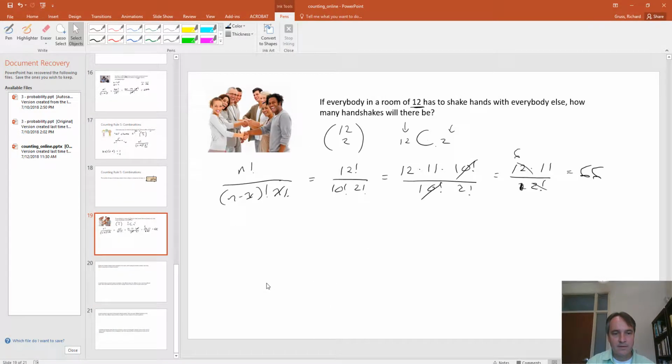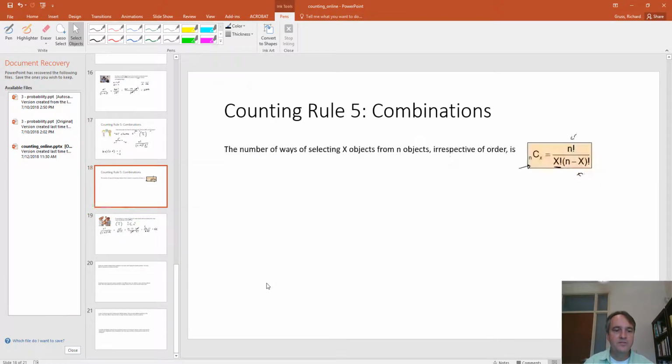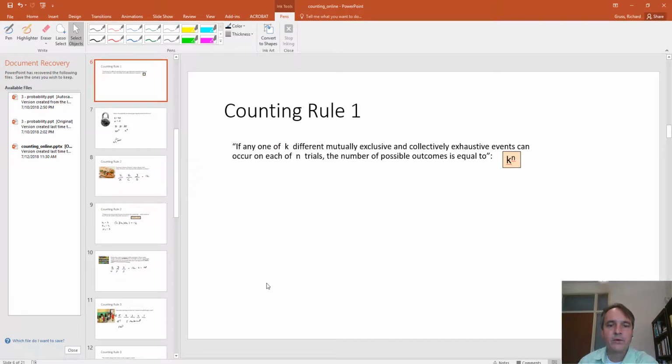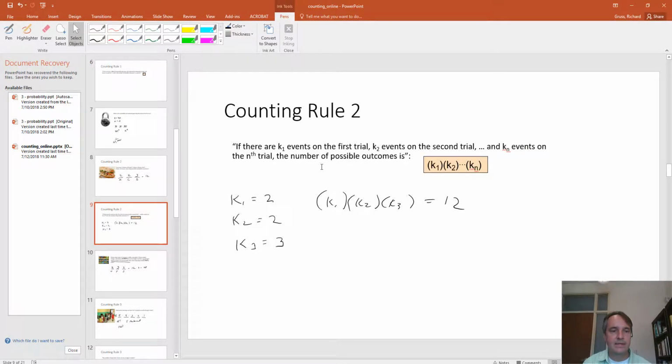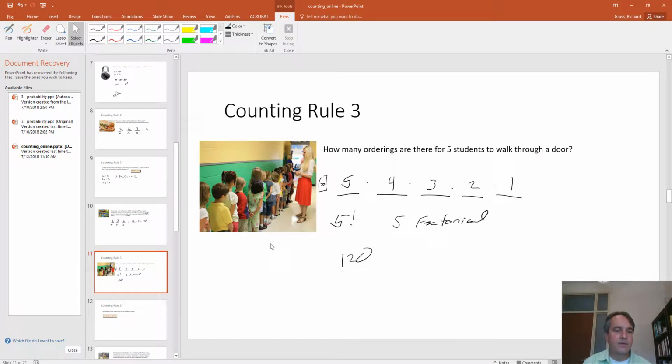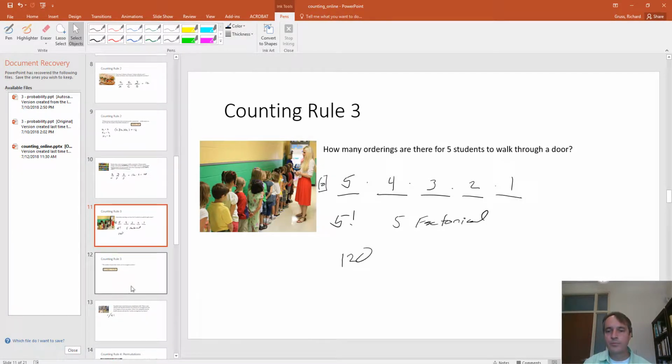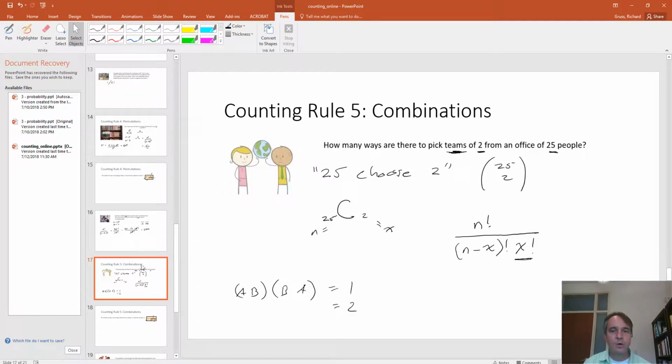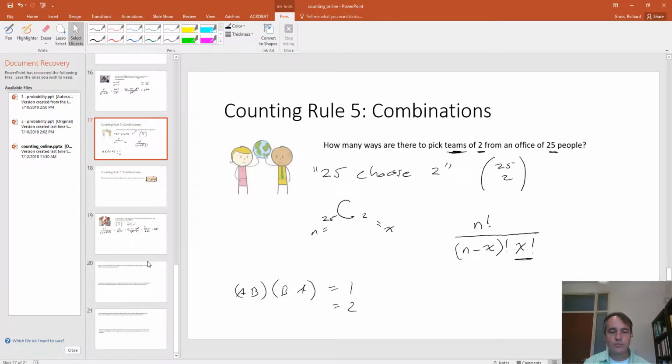Good thing. Okay, so there's our five counting rules. Just to flip through them really quickly again as a bit of a review. Remember that in counting rule 1, we had these k mutually exclusive events, and we had these n trials. So we're doing k to the n. In counting rule 2, we had different numbers that we multiplied together. This is the sandwich example. Counting rule 3 had to do with ordering something, and counting rule 4 was permutations, and counting rule 5 combinations.